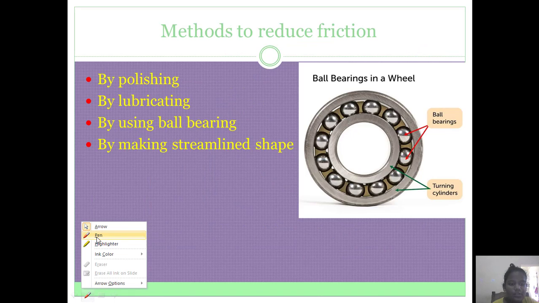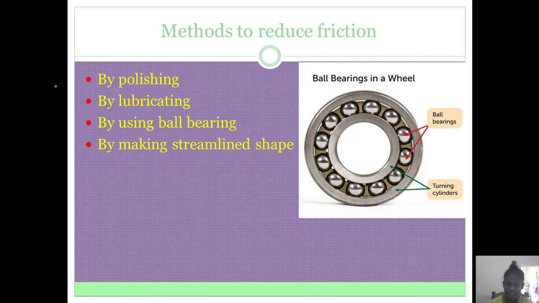Suppose in some place I don't want friction, for example for rolling or for easily sliding something. We have some methods which reduce friction. First one is polishing. Polishing means making a surface smooth, and where the surface is smooth there is less friction. When we walk on icy land or soapy water we can't walk, we slip, because soapy water reduces friction.